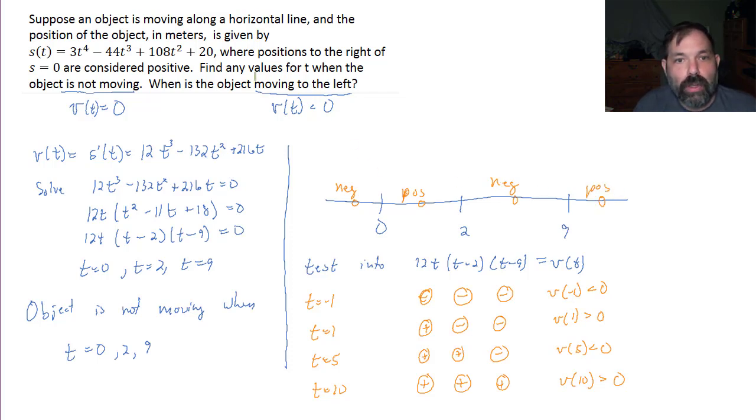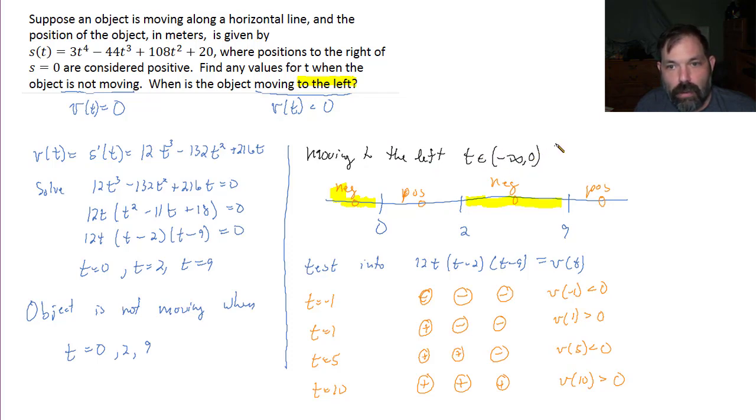When is the object moving to the left? If it's moving to the left, then its velocity is negative. So, it's moving to the left when t is in the intervals negative infinity to 0 and 2 to 9. Alright, so we've seen how we can use that same concept of finding the zeros and testing in intervals in a couple different situations. That's actually going to be really important as we progress through this course.